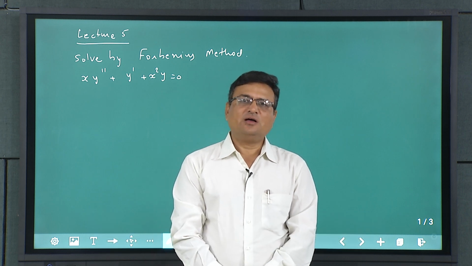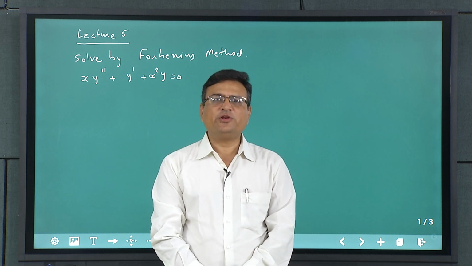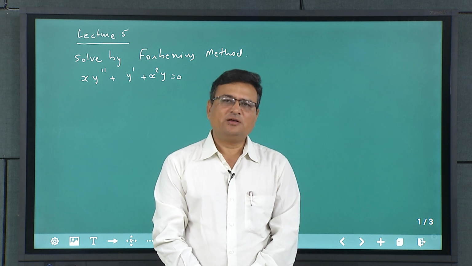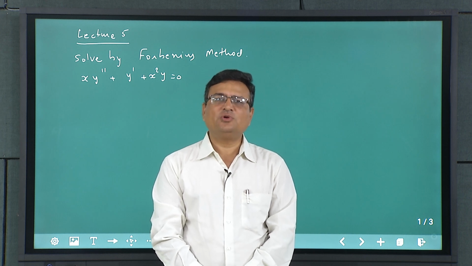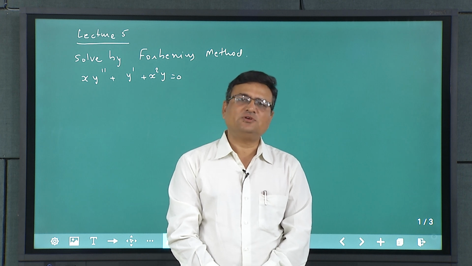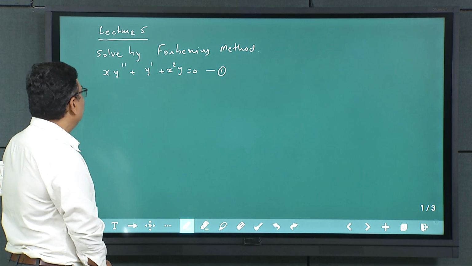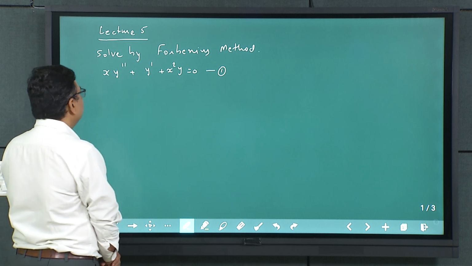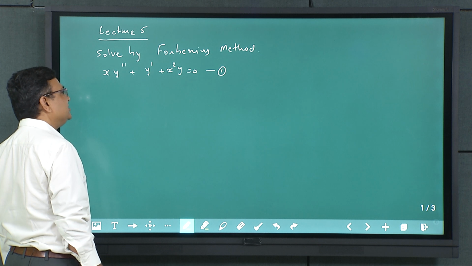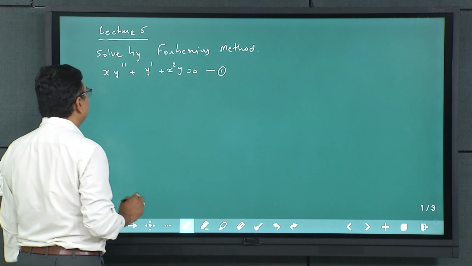લેક્ચર 5 સુધી આપણે જોયું કે રેગ્યુલર સિંગ્યુલર પોઈન્ટ, ઓર્ડિનરી પોઈન્ટમાં કેવી રીતના ડિફરન્શિયલ ઇક્વેશનના સોલ્યુશન મળે. અત્યારે આપણો ટોપિક ચાલે છે રેગ્યુલર સિંગ્યુલર પોઈન્ટમાં ફ્રોબેનિયસ મેથડથી કેવી રીતના ડિફરન્શિયલ ઇક્વેશનનું સિરીઝ સોલ્યુશન મેથડથી સમ સોલ્વ કરવા. ઓકે, સોલ્વ બાય ફ્રોબેનિયસ મેથડ x y double dash plus y dash plus x square y equal to 0. લેટ અસ કન્સિડર આ ઇક્વેશનને ઇક્વેશન નંબર 1 કહીએ.